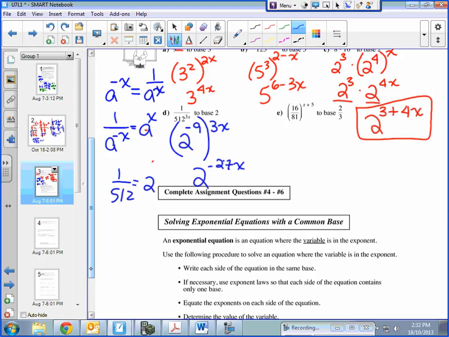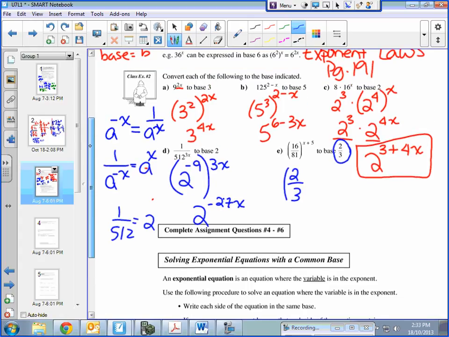Okay, now I want a base of 2/3, okay? So I can write 16 with a base of 2 and 81 as a base of 3. We've already done 16 as a base of 2, guys, pay attention please. What was that? Yeah, right here. 2 to the exponent of 4. And then 3 to the exponent of what equals 81?